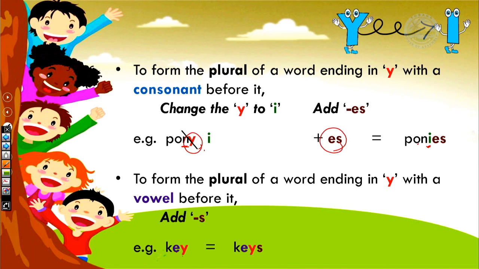To form the plural of words ending with Y, with a vowel before it, all we do is add S. For example, in the word key, we have the vowel E, and then we have the Y. And to write the word keys, we write K-E-Y-S. No change to the original word. We just add an S at the end of the word.